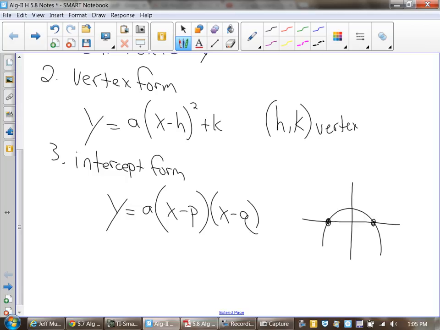And I want to start with vertex form because I think it's the easiest. So what's going to happen here is you're going to be given a vertex and a point, and you have to write out the equation in that vertex form.